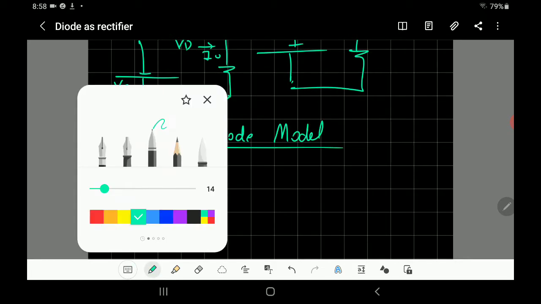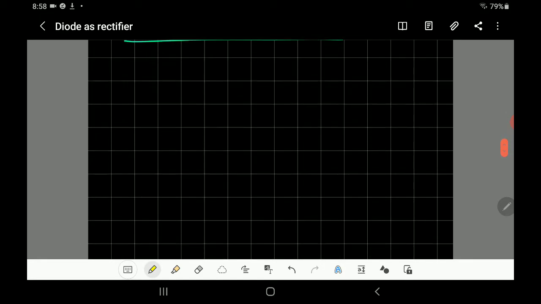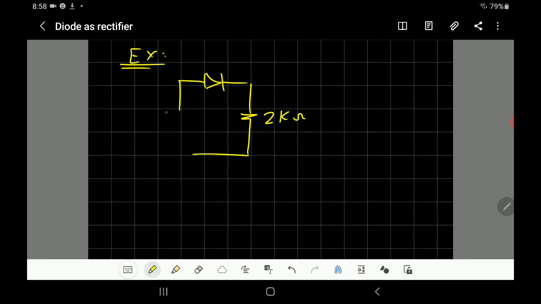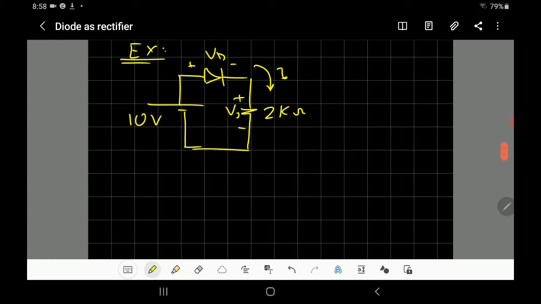Let's take an example. We have a diode connected to 2 kilo ohm, and we have 10 volts. Find the voltage across the load, the voltage across the diode, and the current in the circuit using the ideal model. Okay, solve this one.